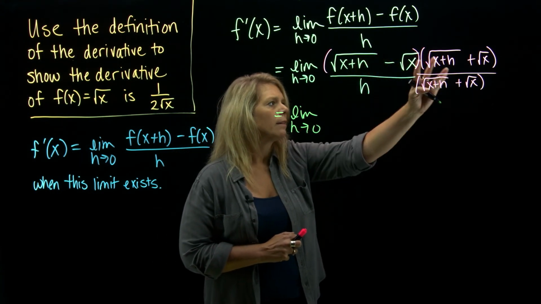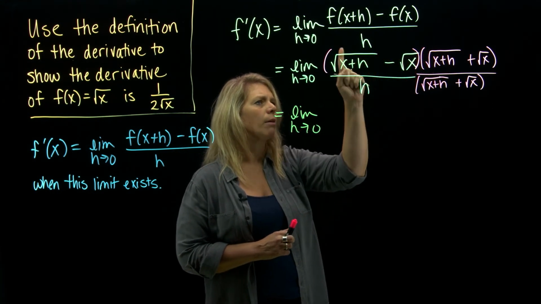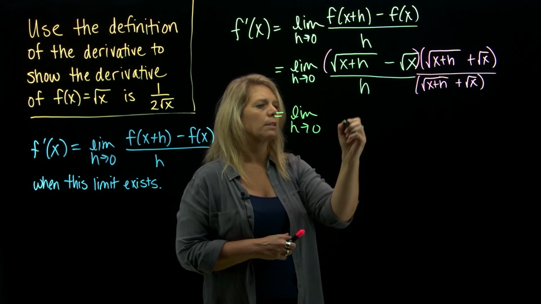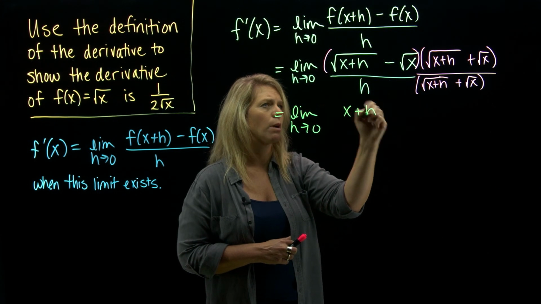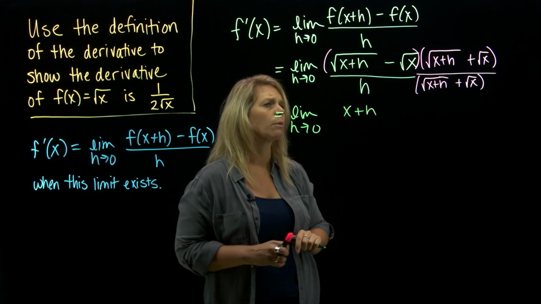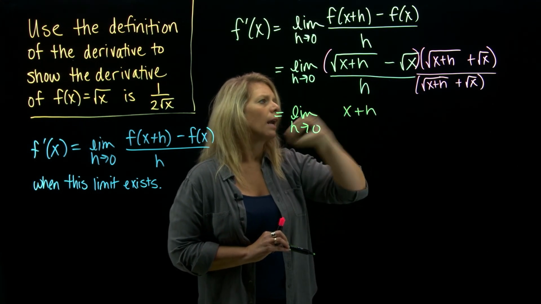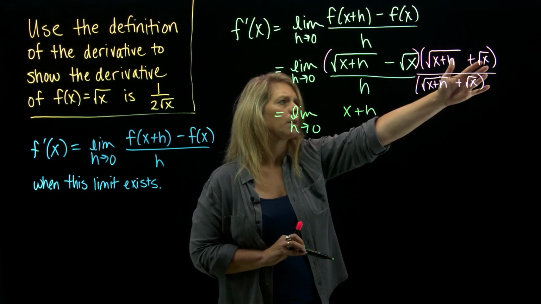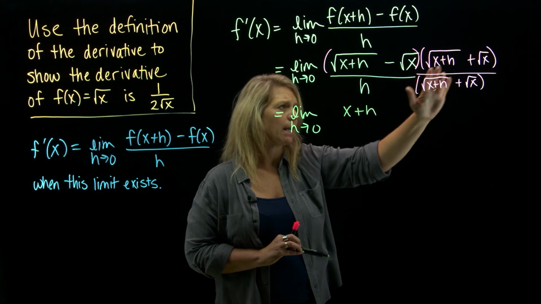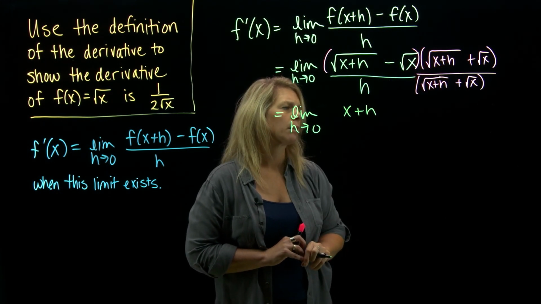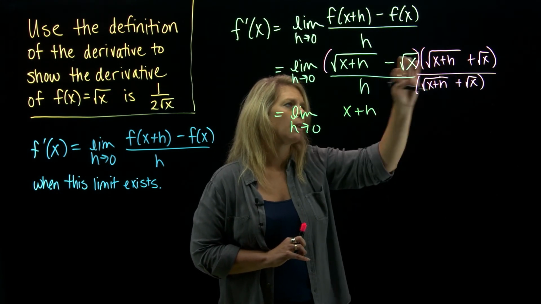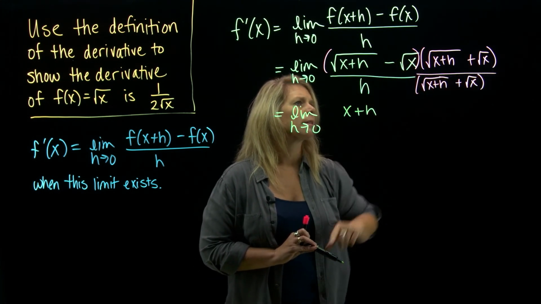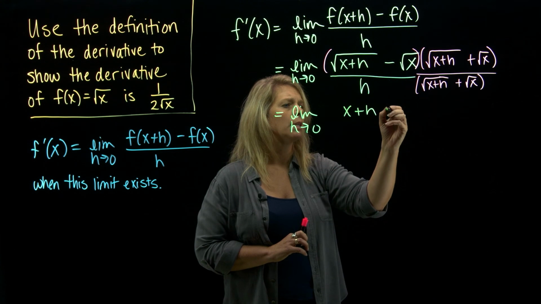All right, so limit as h approaches 0. When we FOIL out these two factors here, we're going to have square root of x plus h times itself. So that'll just leave x plus h. The square and square root will cancel each other. And then we will have a plus square root of x times square root of x plus h, and then a minus square root of x times square root of x plus h. So the plus term and the minus term will cancel each other out. And then minus square root of x times square root of x will be just x.